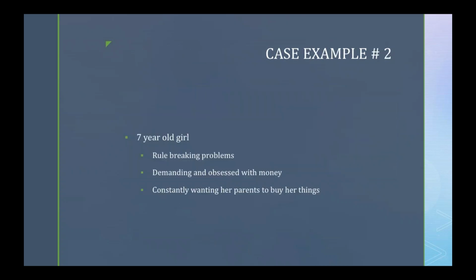So this is a remarkably different child. This is a 7-year-old girl who also came into our center with rule-breaking problems. She was demanding, obsessed with money, constantly wanting her parents to buy her things. Okay, so let's look at the session.